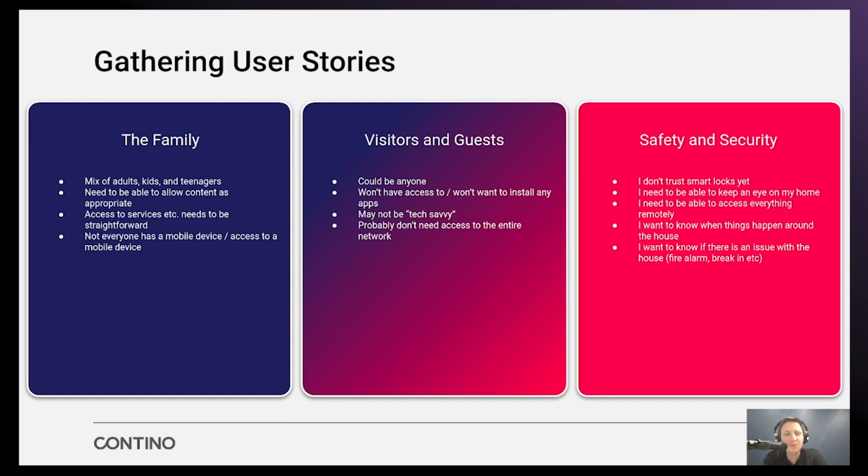I want to know when things happen around the house. So all of the sensors that feed into Home Assistant are also feeding into Prometheus and Grafana, and there's a built-in Home Assistant plugin for that. And I want to know if there's an issue with the house as well. So if a fire alarm goes off, if there's a break-in, that kind of thing. So we need to look at smart alarms of some sort. So that's a kind of overview of where I'm at so far with my home automation.